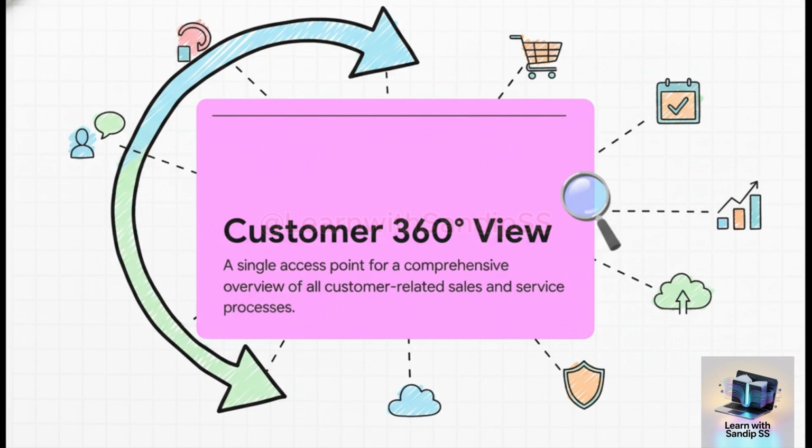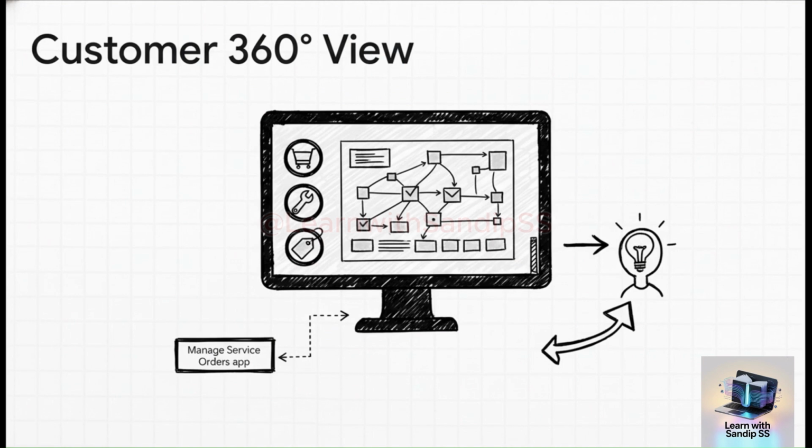And last but definitely not least, the customer 360-degree view. This is exactly what it sounds like. It's a single screen that gives you a complete, holistic picture of your entire relationship with a customer. It is the one-stop shop for customer intelligence. And it's been recently enhanced, so this view now includes dedicated tabs for service orders and service quotations, right alongside all the sales data. Just imagine your service manager being able to see a customer's entire sales history before they even make a call. That kind of unified view is incredibly powerful for providing really informed, high-quality customer service.